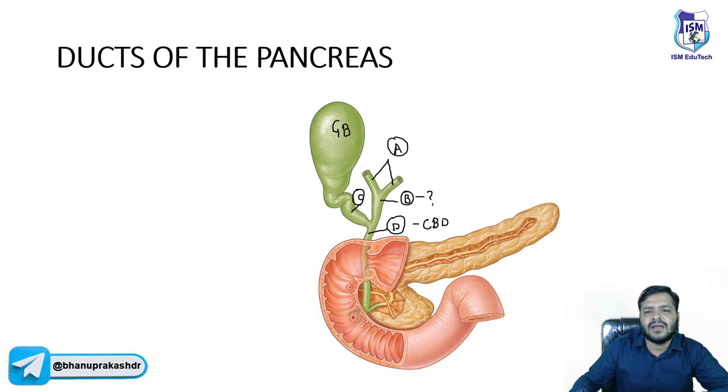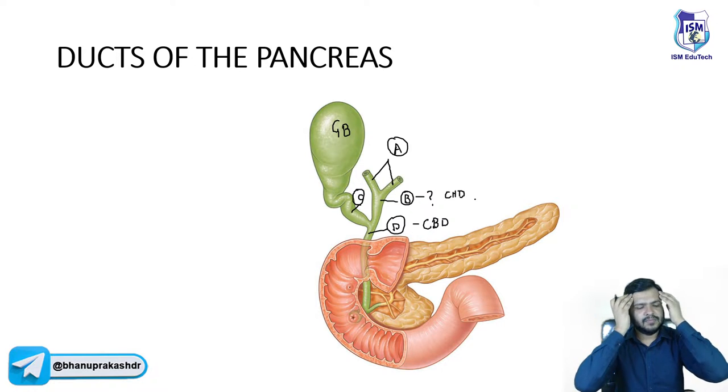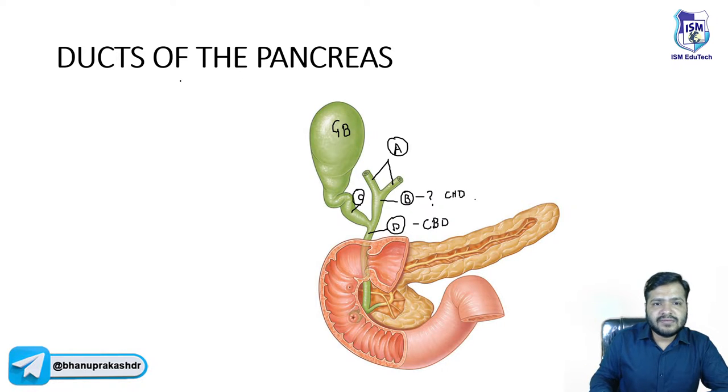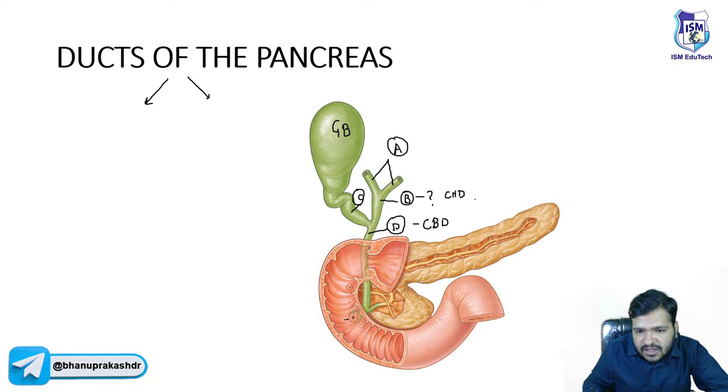B is the common hepatic duct. Yes, so the ducts of the pancreas are basically two in number, you already know, beta. One is this major duct, which you can see, and one is this minor duct. Okay, we have the major and the minor duct.